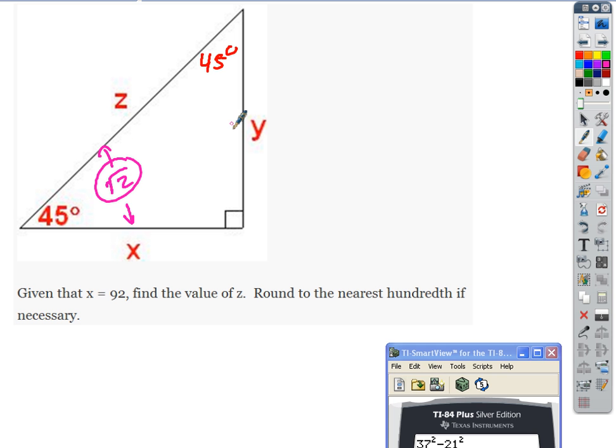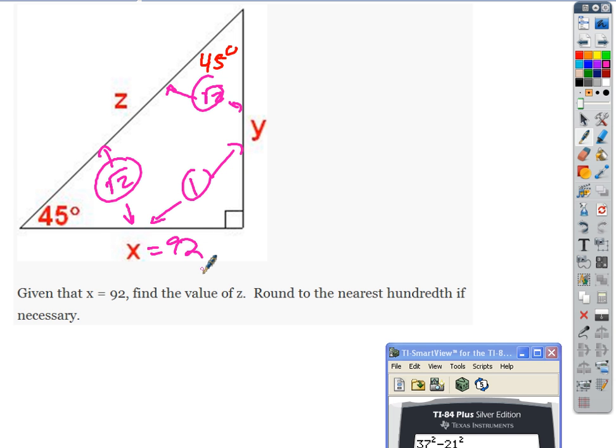And then if we made a magic number that connected x and y, what would it be? 1. How come? They're the same. We don't even need that one, but they're the same, right? So if we're given that x is 92, what if they ask what y is? What's y? 92. Yeah.